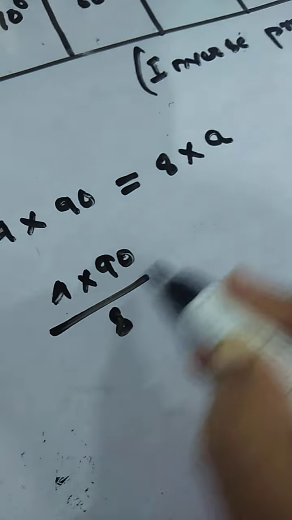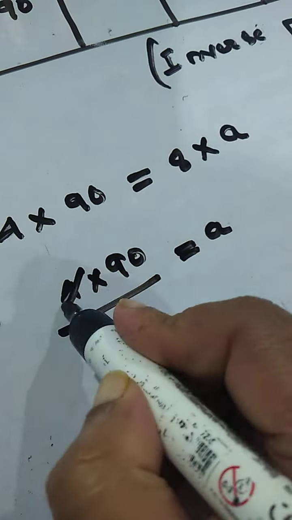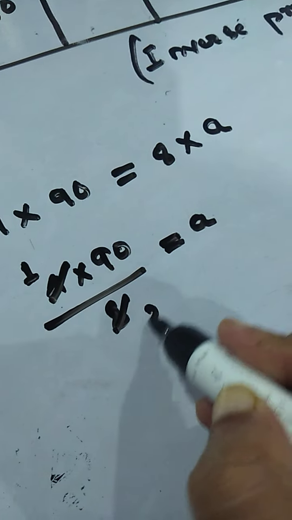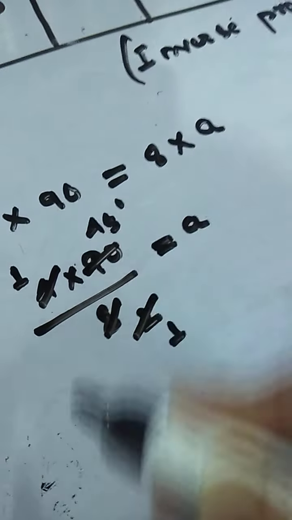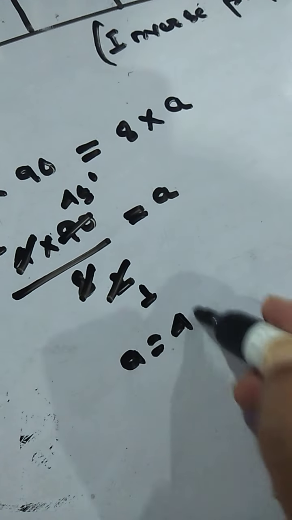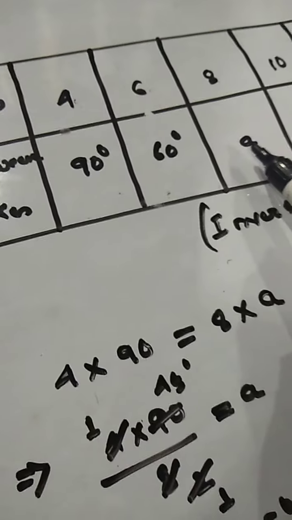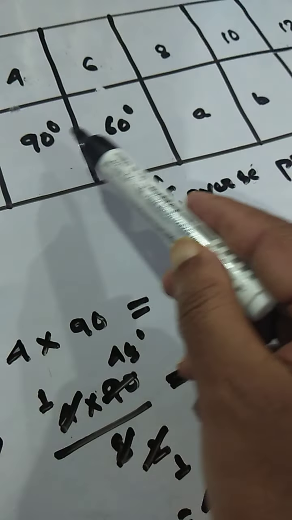It will look like this. Now finally reduce it. That is 4 ones are 4, 4 twos are 8, 2 ones are 2, and 2 fours are 8, so we get 45 degree. So the value of A is 45 degree. So when the number of spokes is 8, the angle between the two consecutive spokes will be 45 degrees. See, it keeps on decreasing.